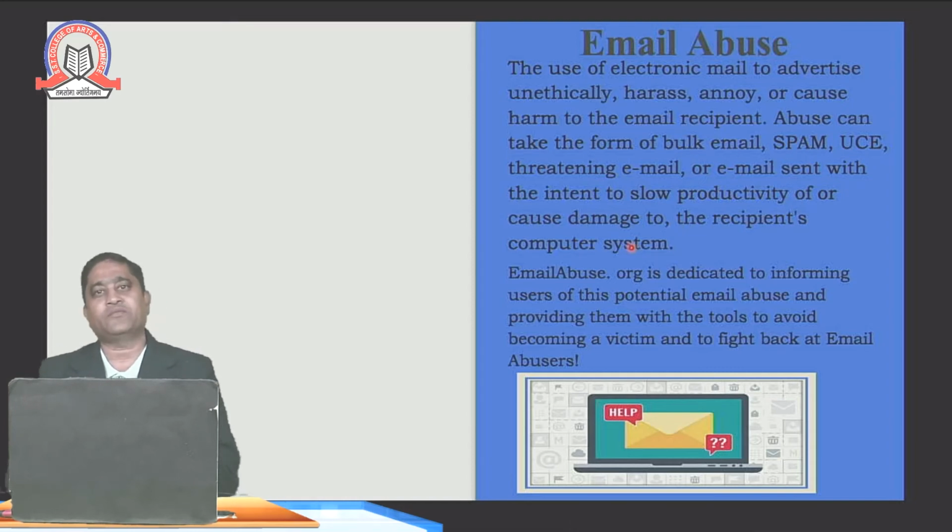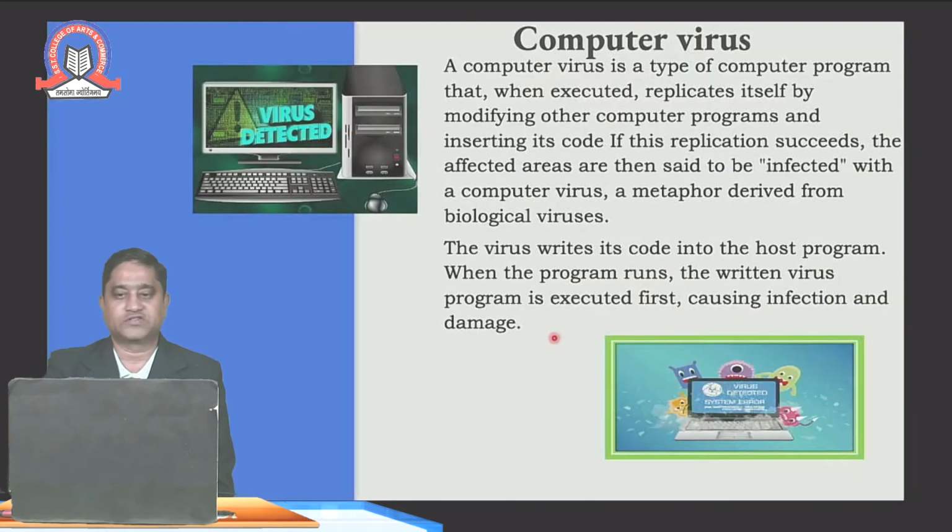So students, you are aware that when people send 100, 200 or thousands of emails, when a person opens such an email, some virus may come in, or the system may slow down. This is a quite common offense committed by people who want to commit crimes under the IT Act. Email Abuse dot org is a dedicated website informing users about potential email abuse and providing them with tools to avoid becoming a victim and to fight back against the email abuser. If you go through this website, there is a lot of content on how to prevent email abuse offenses.